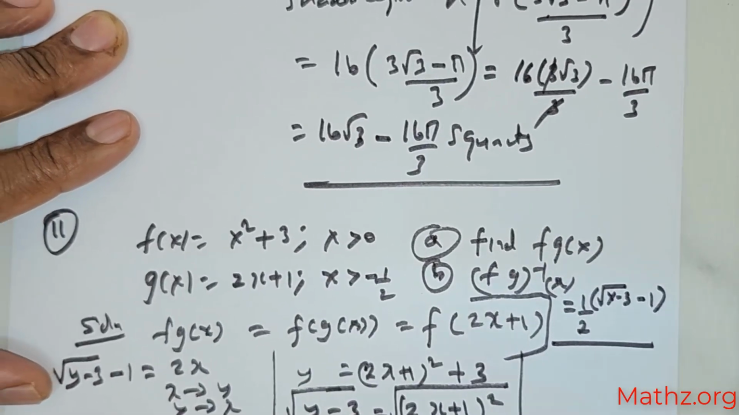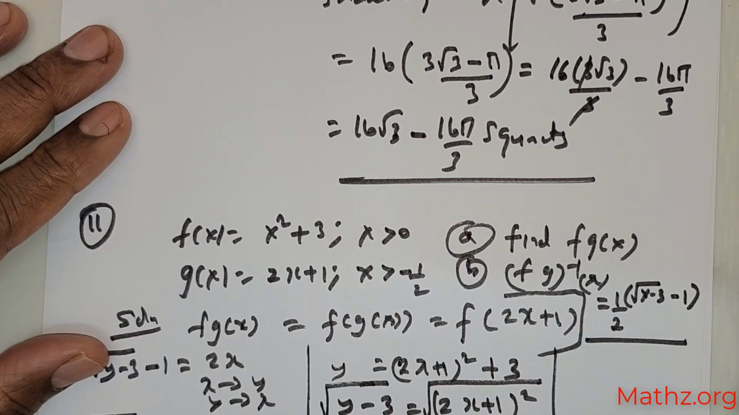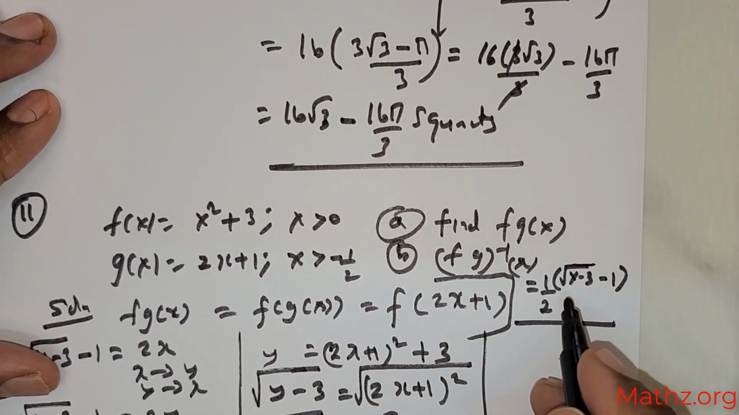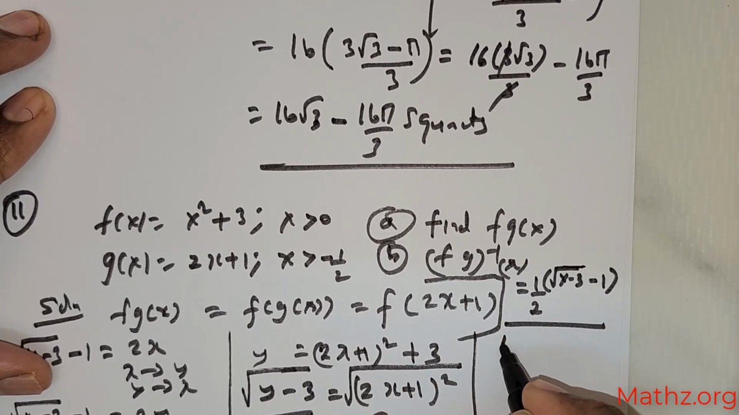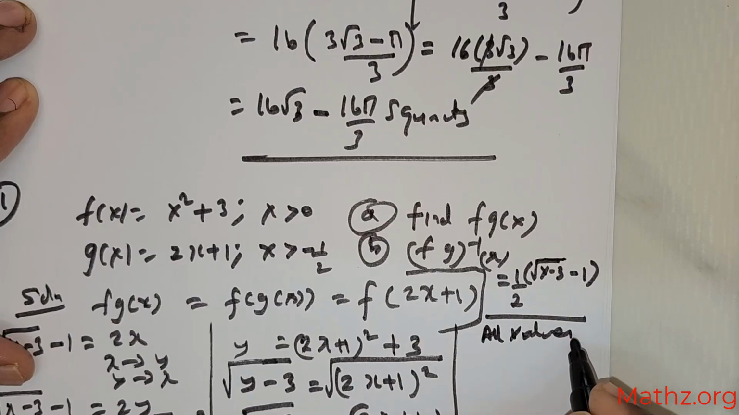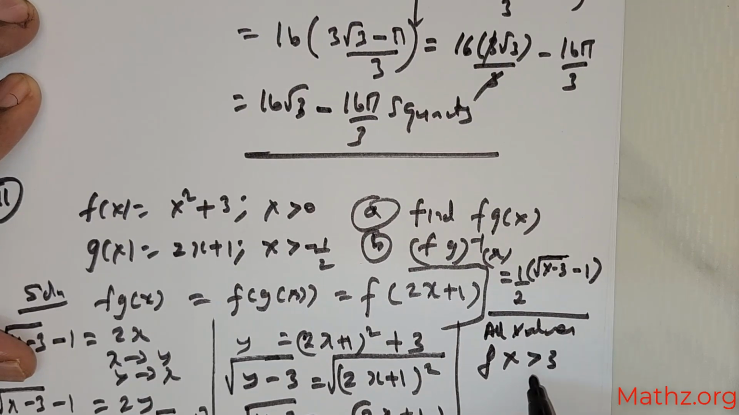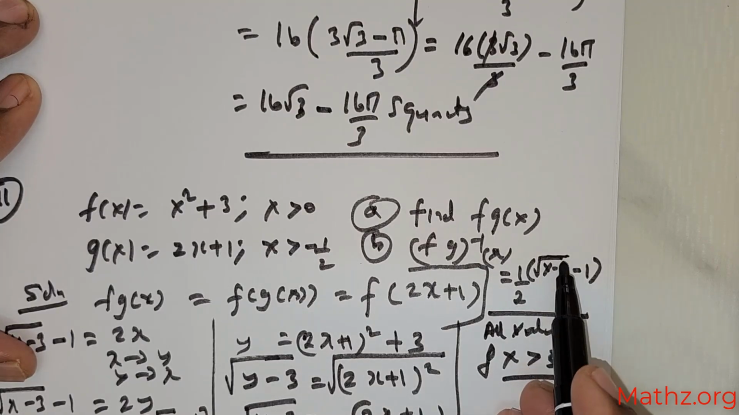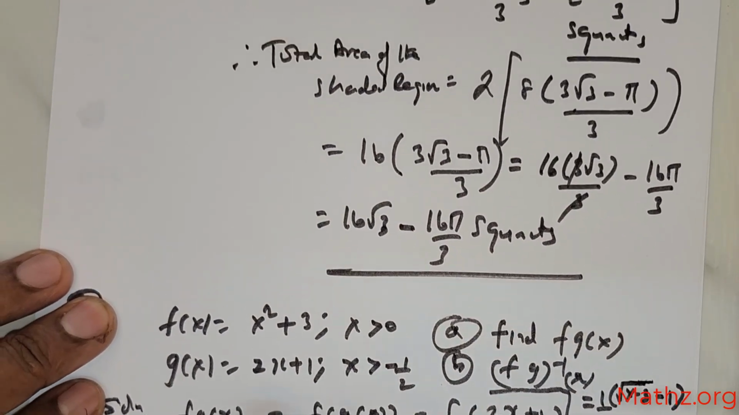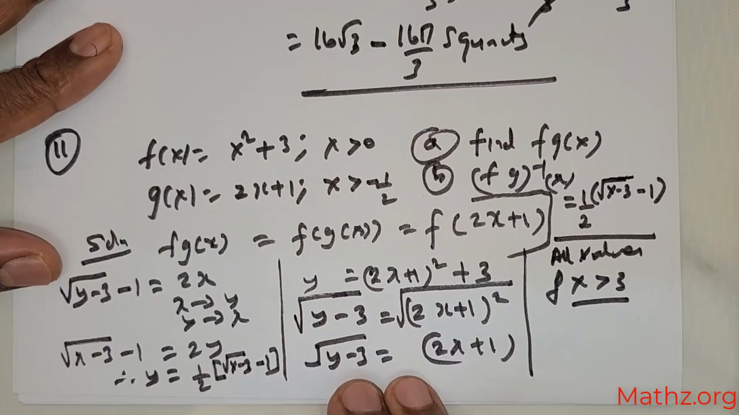Okay, now we are asked to find the domain. Now clearly for the domain, you see x is actually inside the square root. So the domain would be all values of x greater than or equal to 3. That will be the solution. If it goes below that, then it will become undefined. So having got this, let's move on to the next part of the question.